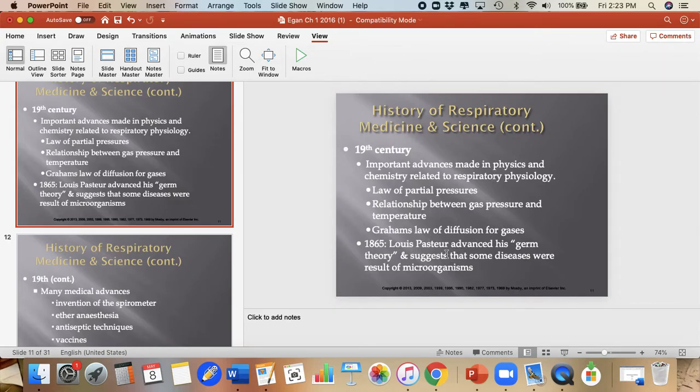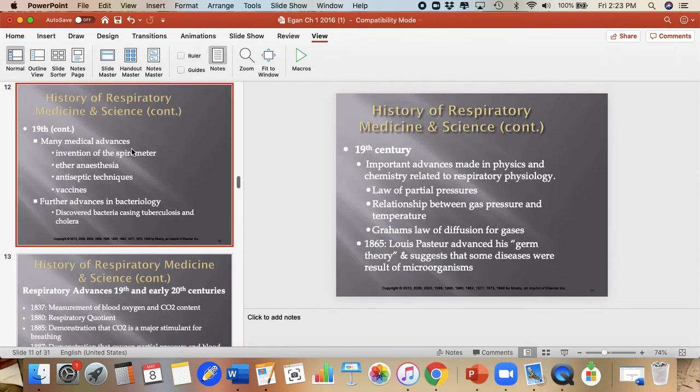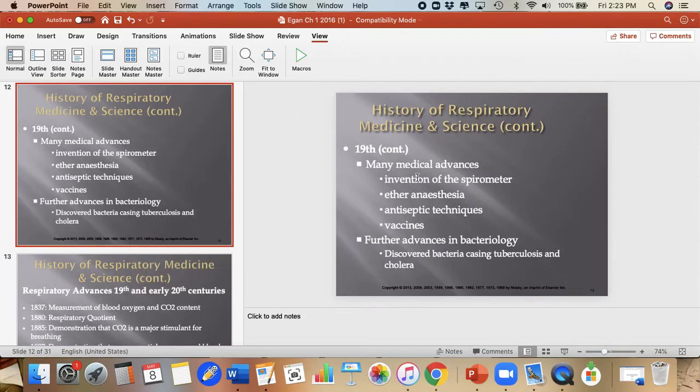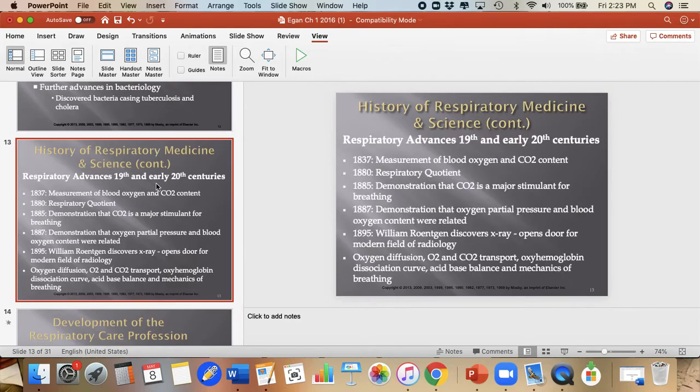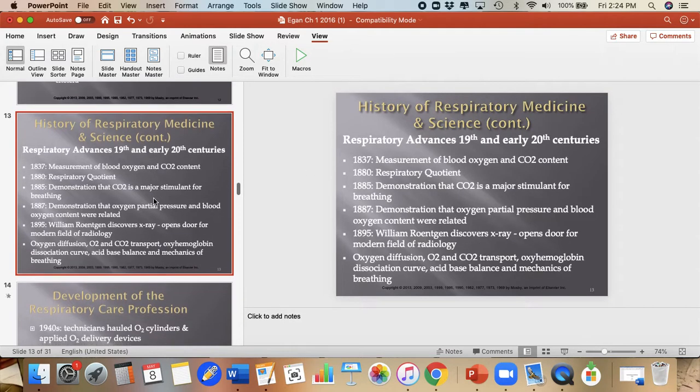Diffusion of gases also was pretty key in being able to help respiratory care be what it is today. Moving forward in the 19th century, more medical advances, further advances in bacteriology. Bacteria causing tuberculosis and cholera were discovered. So because it was discovered, then we can work on finding cures for those things. Much of these things, like I said before, they're all pieces in the puzzle.